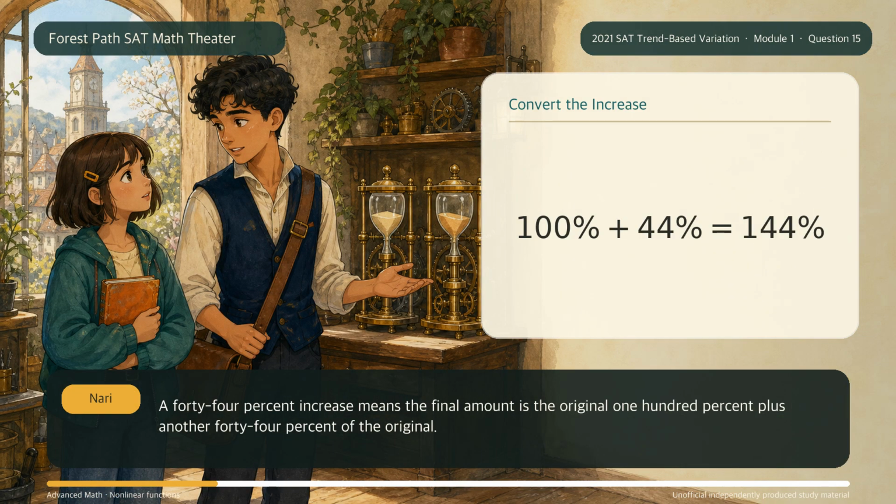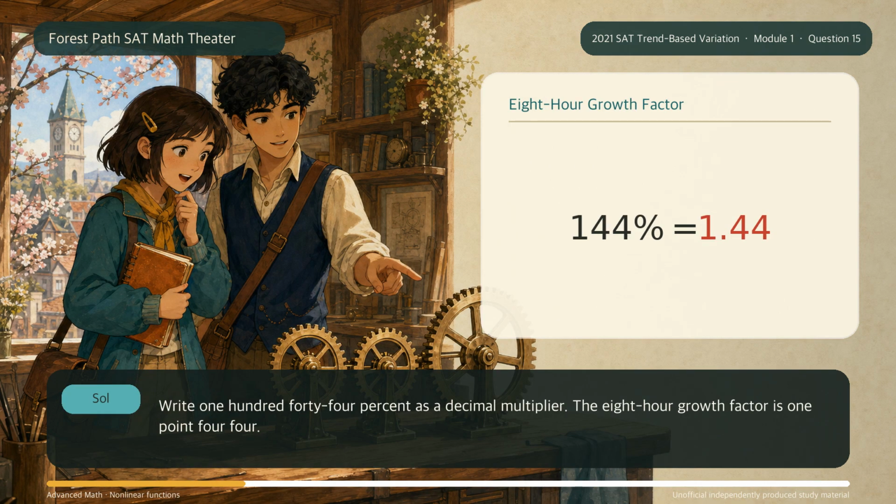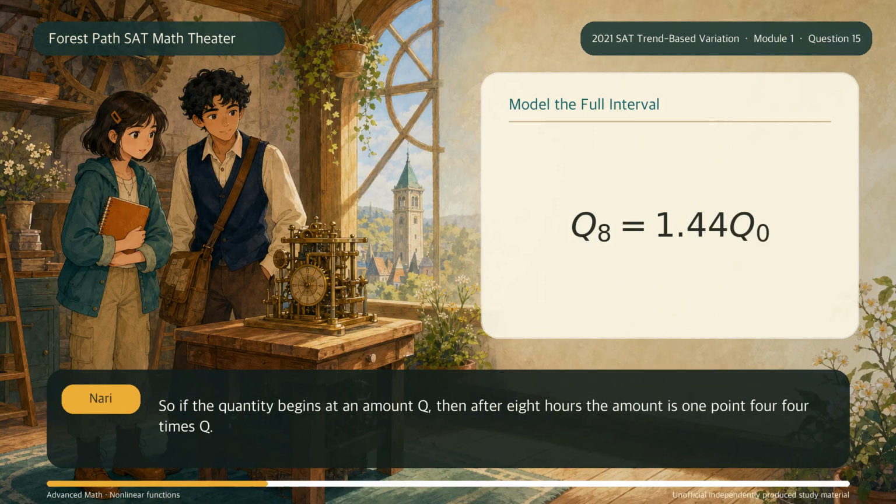A 44% increase means the final amount is the original 100% plus another 44% of the original. Write 144% as a decimal multiplier. The 8-hour growth factor is 1.44. So if the quantity begins at an amount Q, then after 8 hours, the amount is 1.44 times Q.